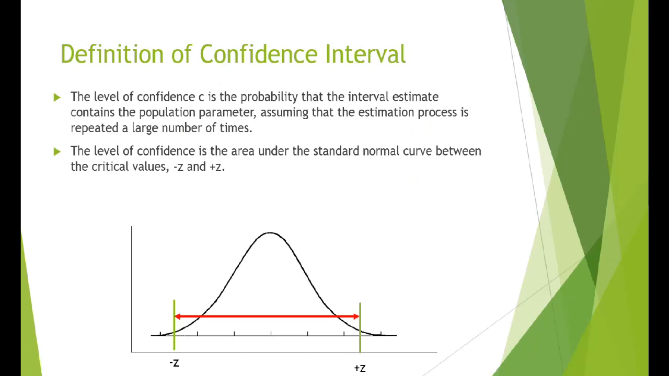First of all, the level of confidence that we establish for the interval that we're going to determine we'll call C, and that's simply the probability that the interval estimate contains the population parameter, the mean, in other words. And we're assuming, of course, that that estimation process is repeated a large number of times. The level of confidence then is the area under the standard normal curve that is between the two critical values, which we'll talk about next, and we'll call those negative z and positive z.